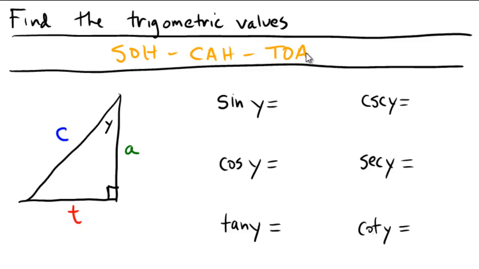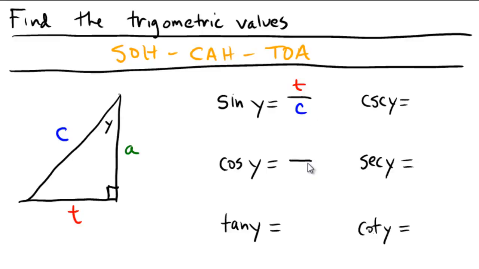Using triangle CAT here with the sides C, A, and T, we're trying to find the sine of y first. Sine is SOH, which stands for going from y to the opposite side. The O is the opposite side from y, that's T, over H, the hypotenuse of the triangle, which is C. So we get T over C.